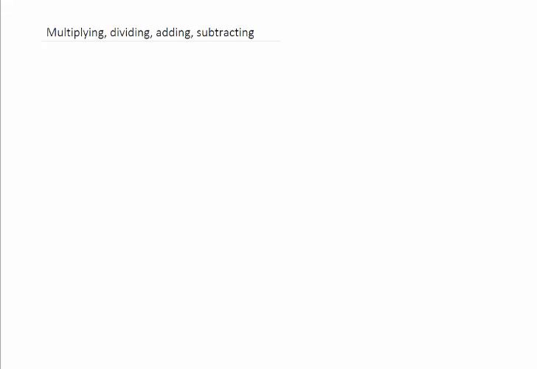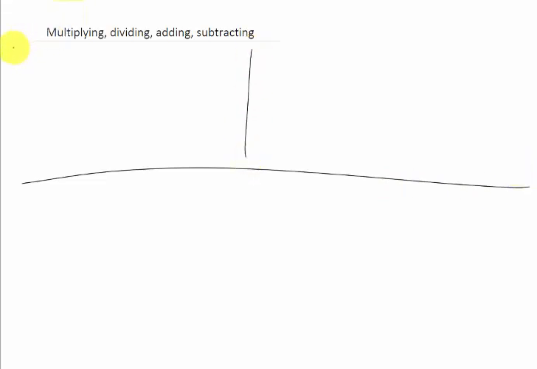I'm just going to whiz very quickly through how to multiply and divide and add and subtract fractions. So first of all, I'm going to divide this up. First of all, let's talk about how to multiply.